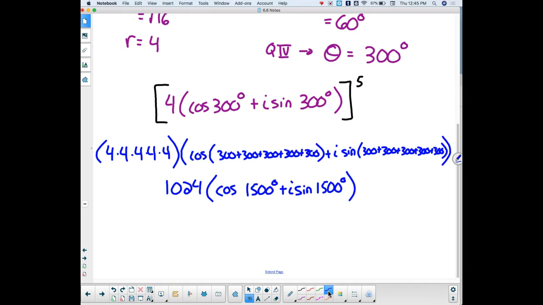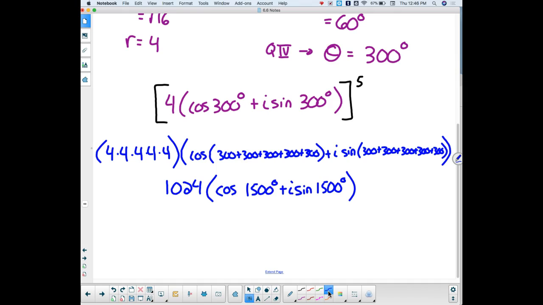My question to you is, do I like that answer? Why not? 1,500's outside my laps, right? Outside my first lap. So how do I get it down to inside that first lap? Subtract 360. So if I subtract 360 once from 1,500, I get 1,140.